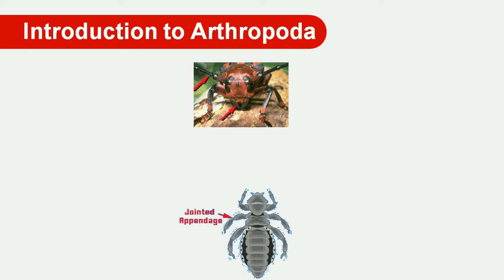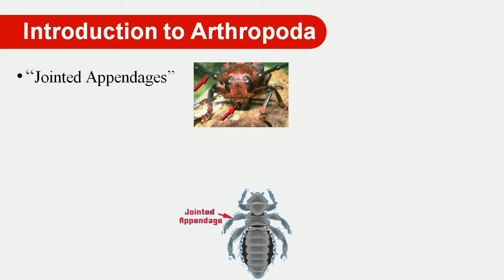What is the next introductory information related to phylum Arthropoda? Very first, the name Arthropoda: Arthro means jointed and poda means appendages. Arthro is a Greek word and poda is also a Greek word. These two Greek words come together and form one word, Arthropoda. That means animals that have jointed appendages are put in the phylum Arthropoda.